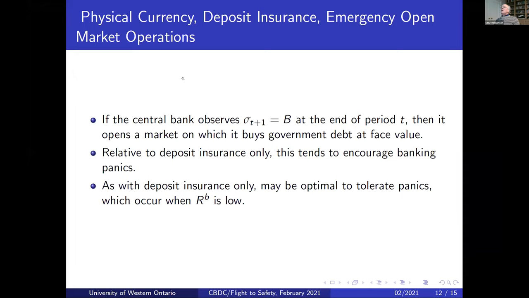Emergency open market operations. What happens here? Relative to just deposit insurance, it actually tends to encourage panics. It's like making the bank's assets more liquid. It's got government bonds that it can trade in for currency, and then it actually makes the panics more likely, but mitigates the damaging effects of the panic. So it kind of cuts both ways, and then you get this where the nominal interest rate doesn't matter for the panic.